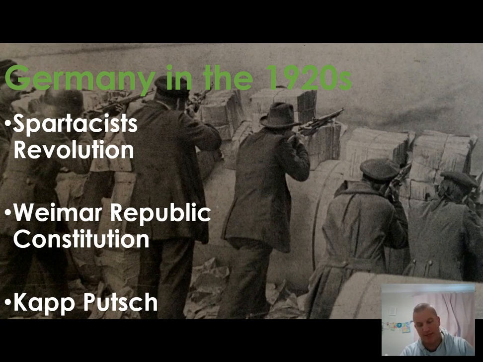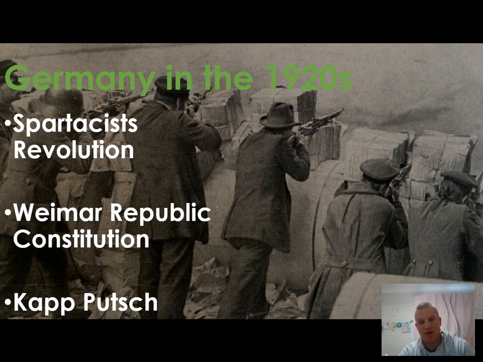Article 48 says that in times of emergency or perceived emergency, the president can call for emergency powers, and so he can override any aspect of the new constitution and use the military to keep order. In other words, whenever the president wanted, and usually the chancellor would support him or get him to do this, he could rule as a dictator.